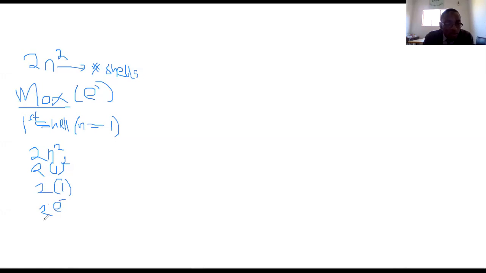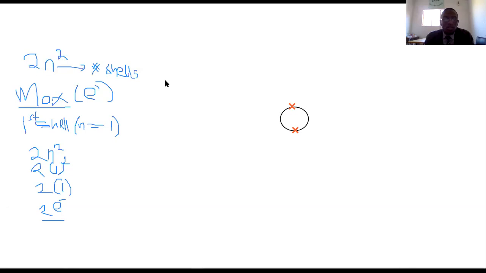So the maximum number of electrons that can be occupied in the first shell. Let's use black. So if this is our first shell, the maximum number of electrons that can be occupied is just 2 electrons. So the first shell can hold the maximum of 2 or less. So you can put 1, but the maximum it can hold is just 2.